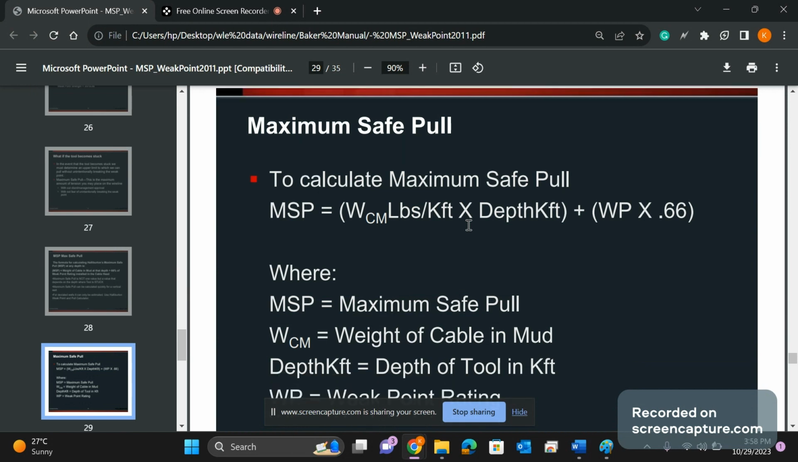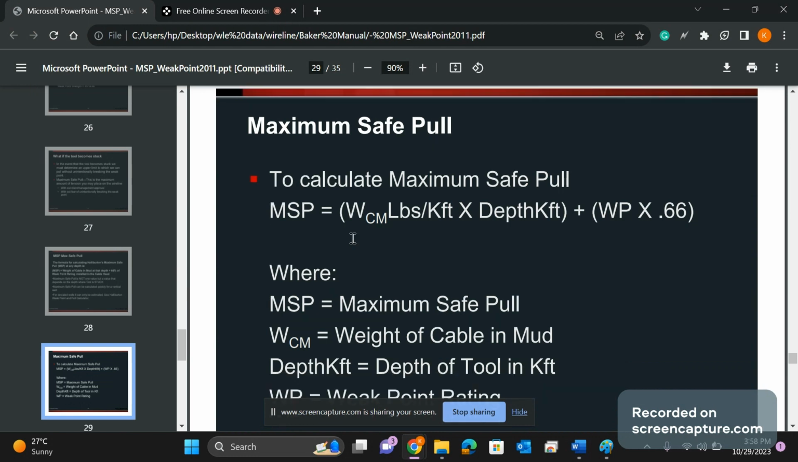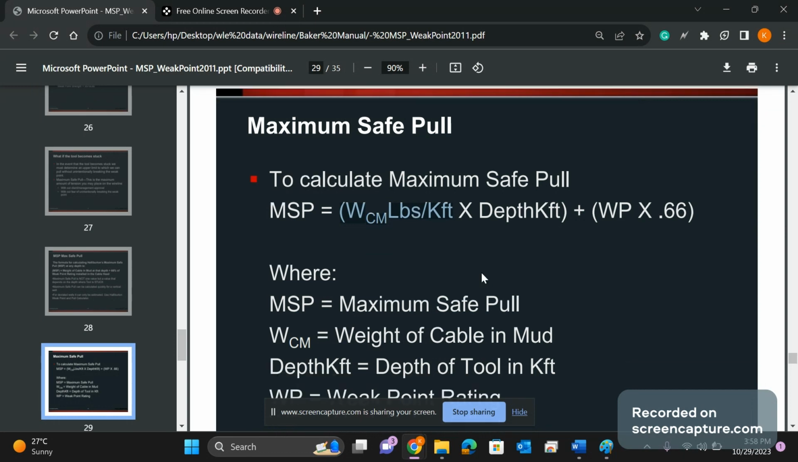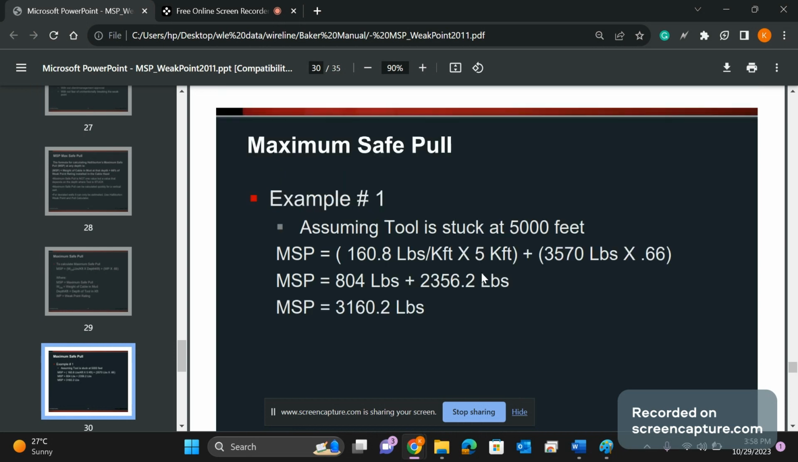So for instance, our tool is stuck at 5,000 feet. What we want to know is the weight of the cable at that depth, so that will correspond to the tension. So it is 162 multiplied by 5,000 feet plus weak point rating times 0.66, and this way we will get the maximum safe pull. Now a tool gets stuck at 11,000 feet, for instance.